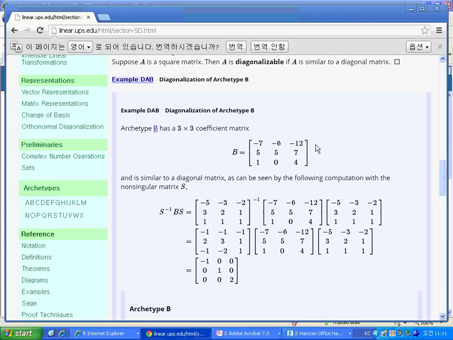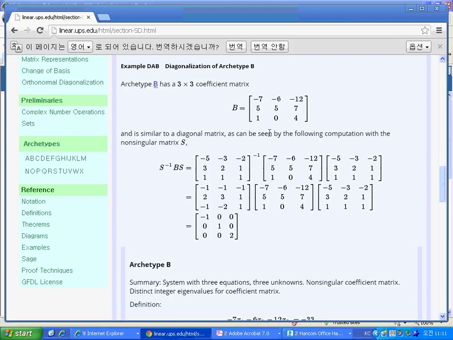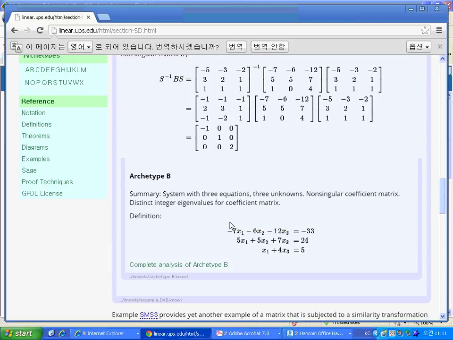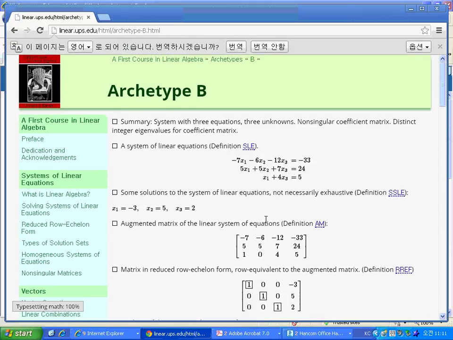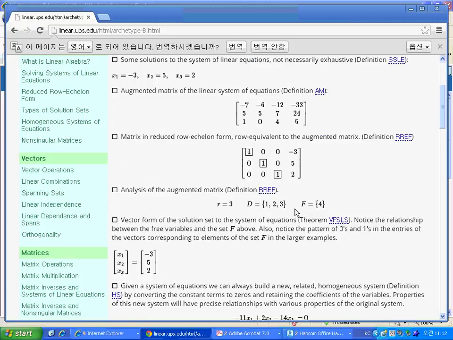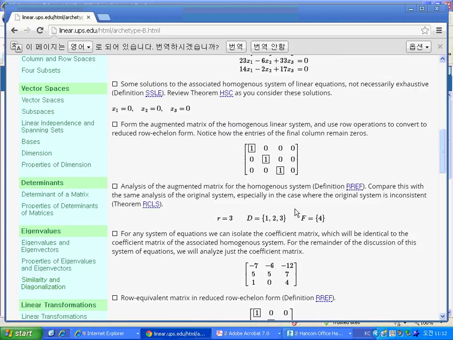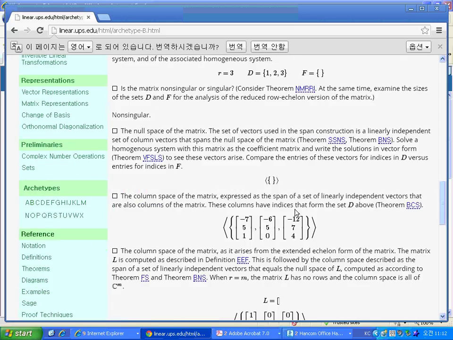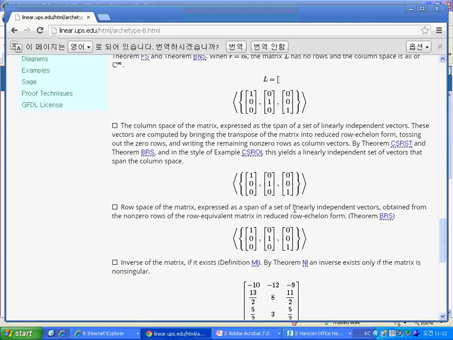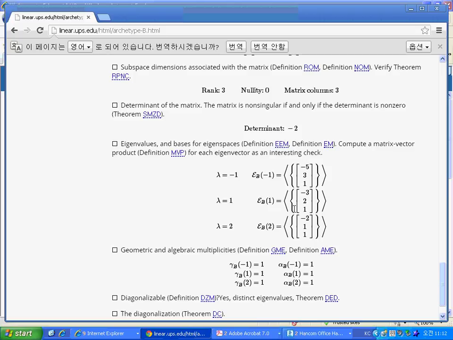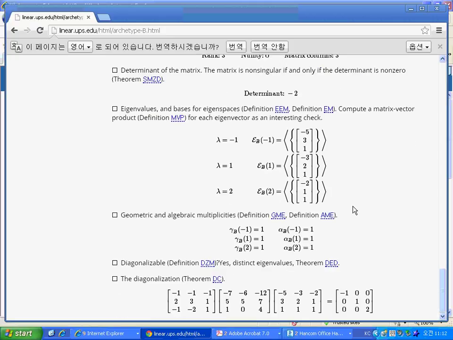So this matrix B here, I've done the diagonalization on B, and this is just an early example. So we're still just talking about similarity. Archetype B begins as a system of equations, but there is a complete description of that system of equations: reduced row echelon form, solutions, pivot columns, column space, row space, inverse, dimensions of various subspaces. There are the eigenvalues and eigenspaces. There's finally the diagonalization down at the very end.